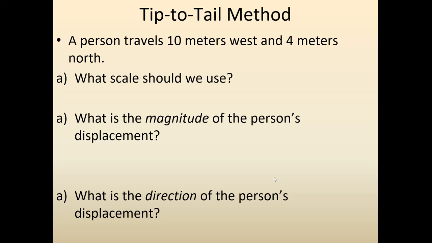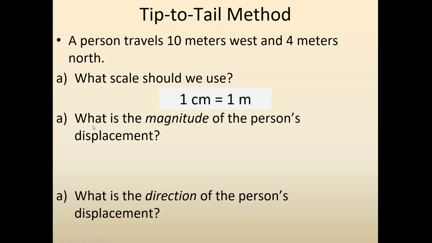All right, so in this question, we have a person that goes 10 meters west and 4 meters north. And we want to know, what scale should we use? Again, the scale could be different for each person. I think in this case, because 10 centimeters could fit on a piece of paper, we could get away with 1 centimeter equals 1 meter. But you could have gone 1 centimeter equals 2 meters, 1 centimeter equals 3. You most likely wouldn't have gone lower than 1 though. This is probably the biggest scale that you could use.